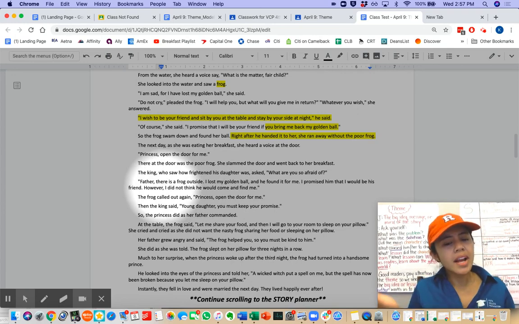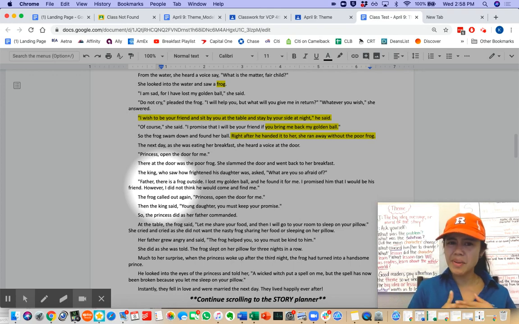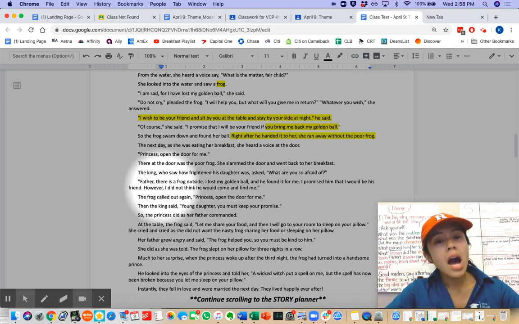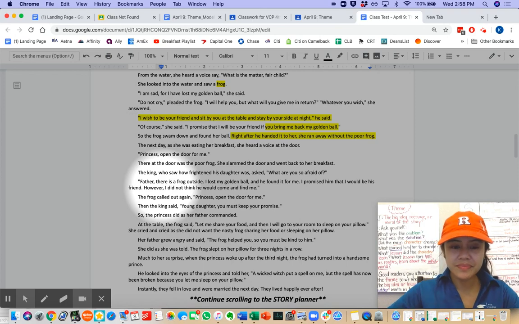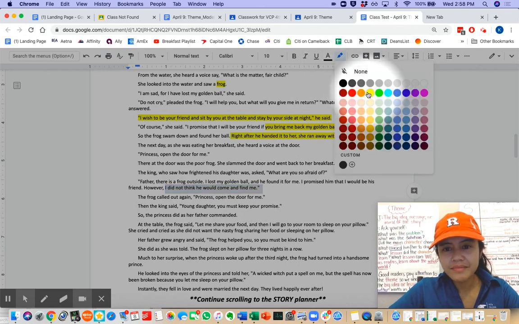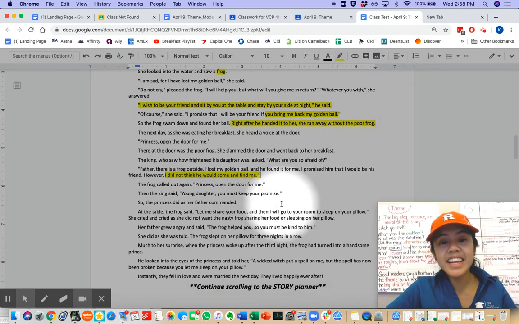Friends, when I'm reading this dialogue by the princess, this kind of tells me that the princess really just cares about herself and not about her promise to the frog, even though he helped her. I think the princess's character trait is selfish. Let's add that to our planner.